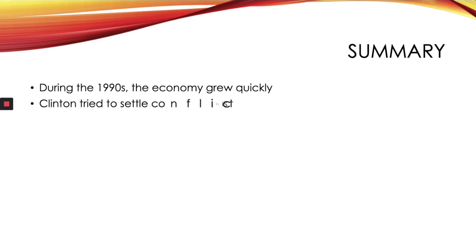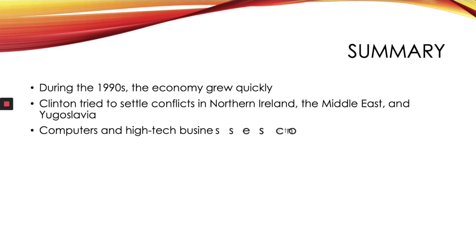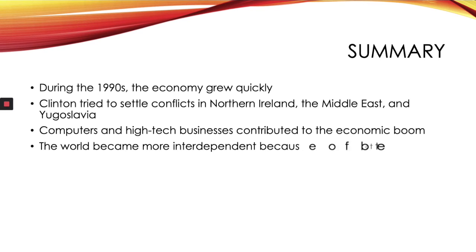All right, our summary. During the 1990s, the economy grew quickly. Clinton tried to settle conflicts in Northern Ireland, Middle East, and Yugoslavia. And computers and high-tech businesses contributed to the economic boom. The world became more interdependent because of better technology and increased trade.